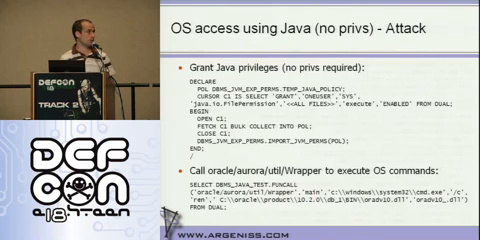Let's see now a way to do this with no privileges. It is needed just these two statements. The first one grants the necessary permissions to the user that is exploiting this vulnerability, and then we just use this function to call the Oracle Aurora util wrapper class, the main method in that class, passing as argument the operating system command we want to execute.